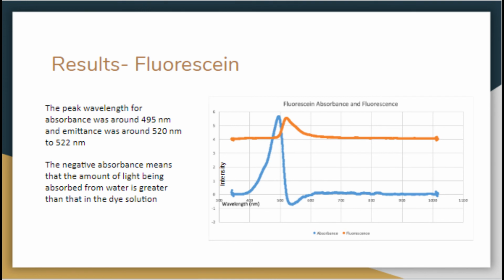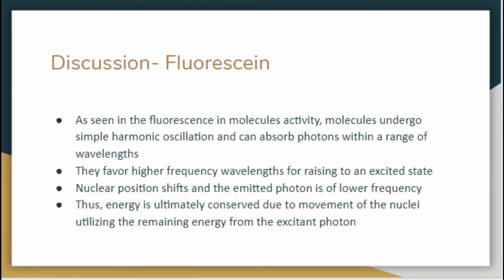As seen in the fluorescence and molecules activity, molecules undergo simple harmonic oscillation and can absorb photons within a range of wavelengths. They favor high-frequency wavelengths for raising to an excited state, then nuclear position shifts and the emitted photon is of lower frequency. Thus, energy is ultimately conserved due to the movement of the nuclei utilizing the remaining energy from the excitant photon.